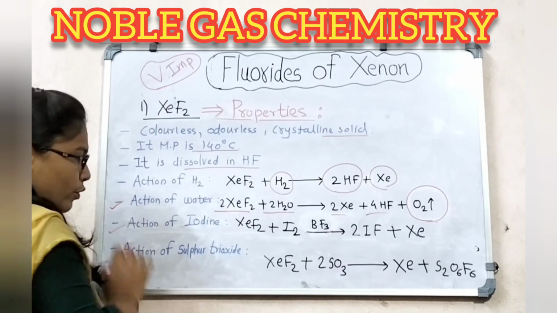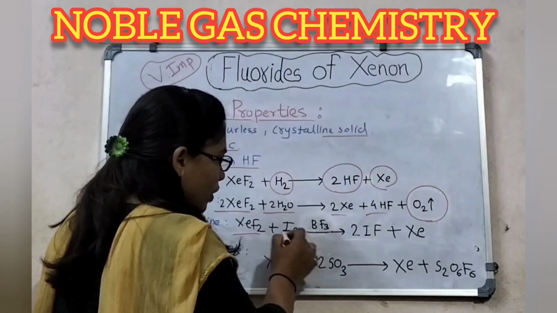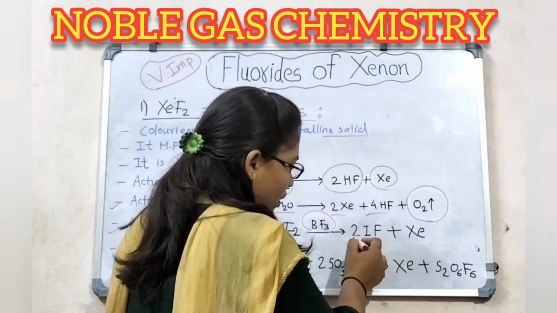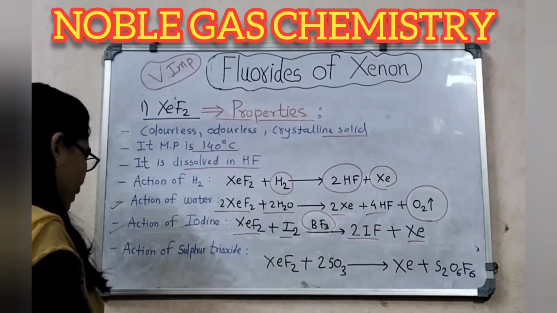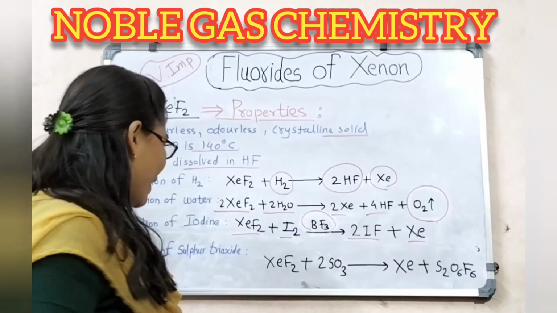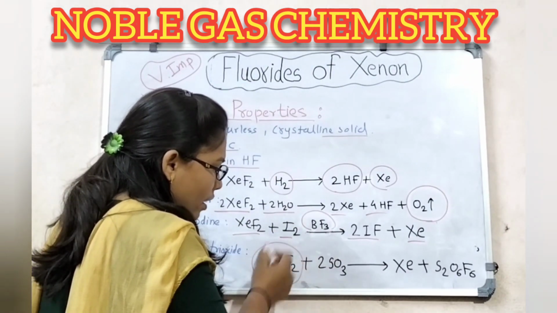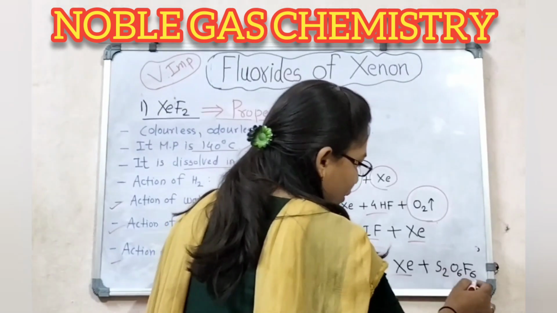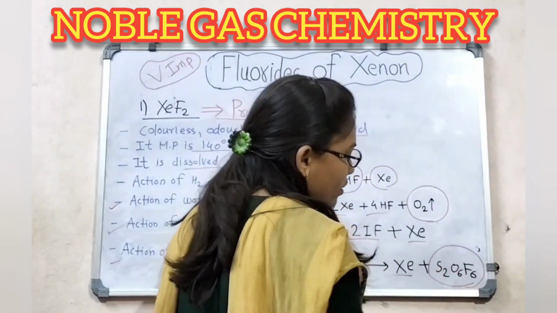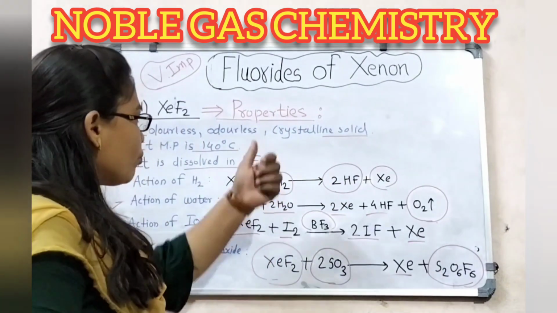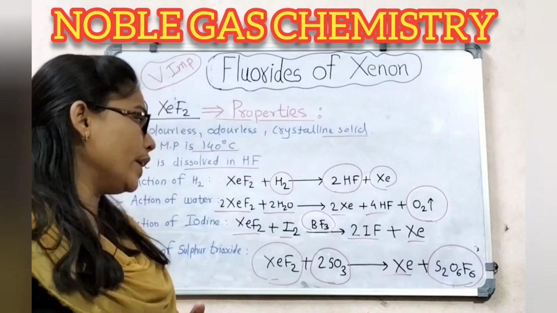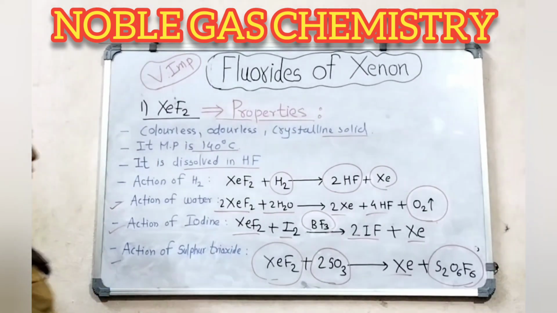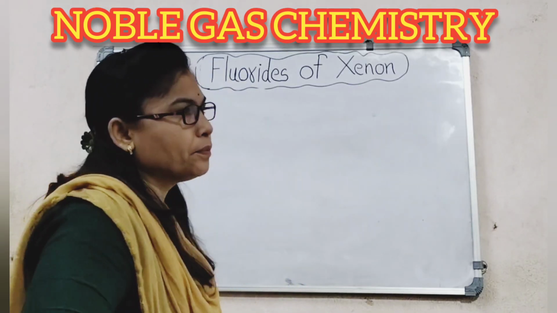Then action of iodine. When xenon difluoride reacts with iodine in the presence of BF3, we get iodine fluoride and xenon. And last one is the action of sulfur trioxide. When xenon difluoride reacts with sulfur trioxide, we get xenon, and the byproduct of this reaction is S2O6F6. These are the different properties of xenon difluoride. So take a screenshot first, then we will see the next point.